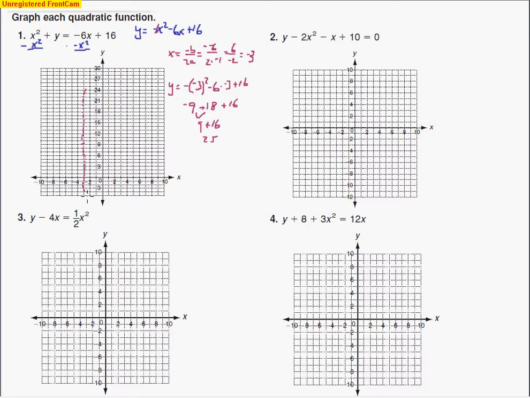So what I'm doing is going over 3 spaces to the left. So my vertex is negative 3, 25. Over 3 spaces to the left, and then up 25 spaces. We've got to go all the way up here, and let's see, this is 24, 25, 26, 27. These are going by ones, so it's right here. So that's our point.